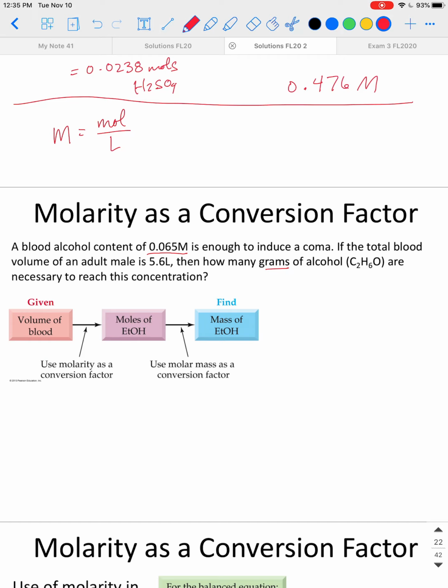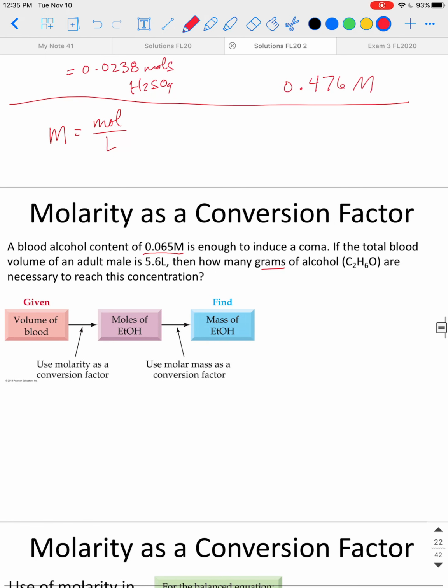So here's the way we go about this problem. We want to know how many grams of alcohol, which is ethanol. So don't be confused when you look at this figure down here. It says ETOH. ETOH is the shorthand notation for ethanol. Ethanol is alcohol, okay?